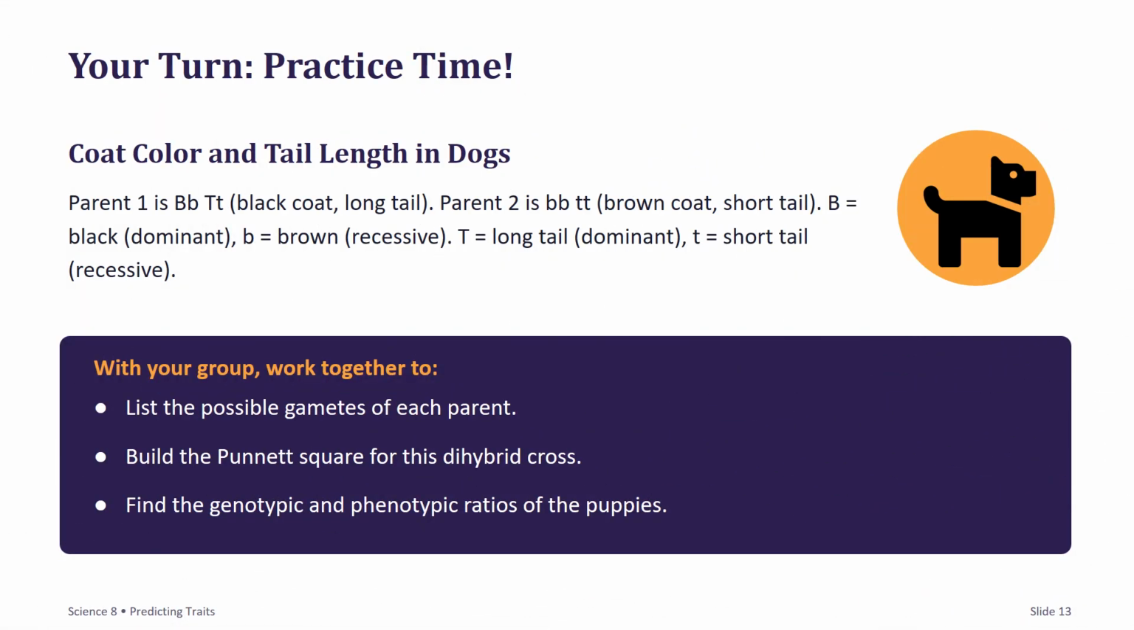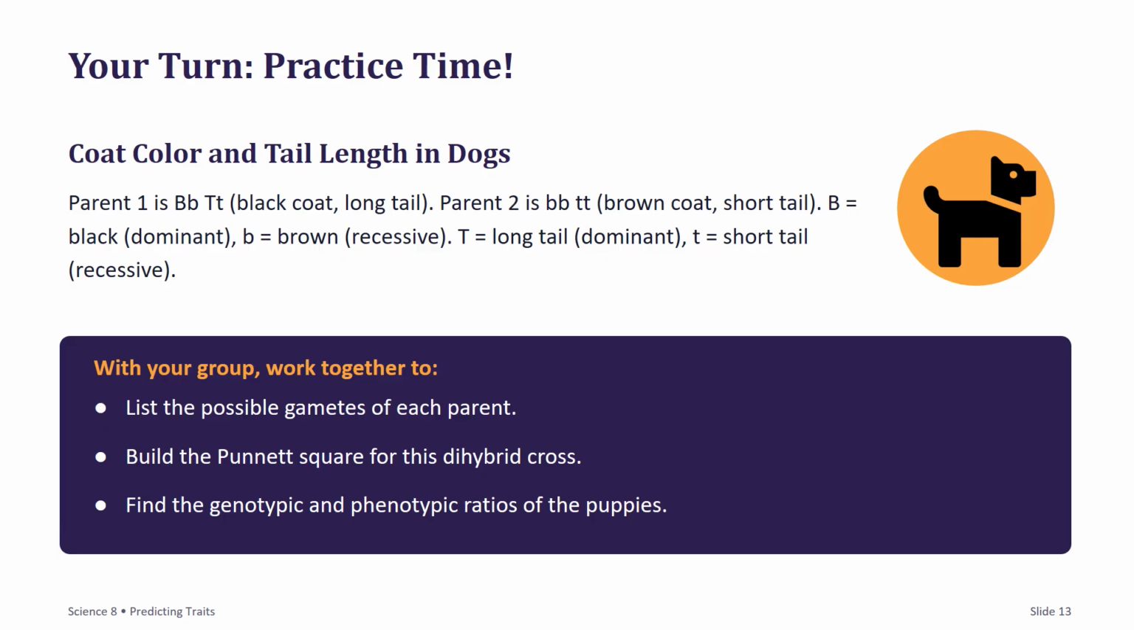Now it's your turn to practice. This time, we are looking at coat color and tail length in dogs. Parent 1 is capital B, small b, capital T, small t, which means a black coat and a long tail. Parent 2 is small b, small b, small t, small t, which means a brown coat and a short tail. Remember, capital B stands for black, which is dominant, and lowercase b stands for brown, which is recessive. Capital T stands for long tail, which is dominant, and lowercase t stands for short tail, which is recessive.